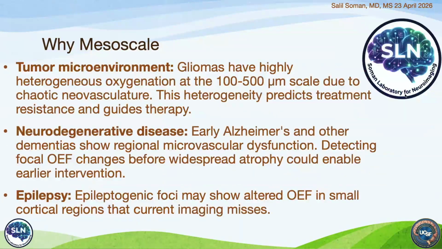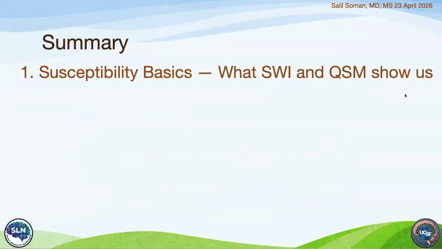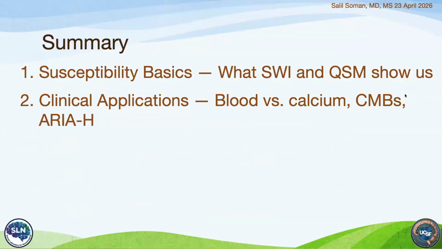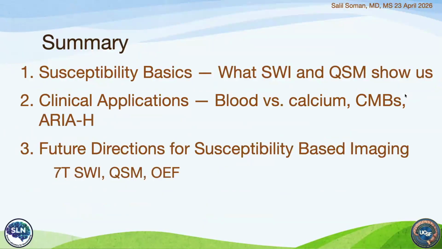But then also there's clinical applications, right? Some people have said that the tumor microenvironments, certain gliomas, they think that the vessels actually show you different kinds of patterns that we might be able to use for diagnostics. Neurodegeneration also, people have looked at OEF changes in the cortical levels. Some people suggest it might be related to being able to see people who are going to respond to certain therapy better. So anyway, we went over a whole bunch of stuff, but I tried to stick to susceptibility basics, some clinical applications, future directions.